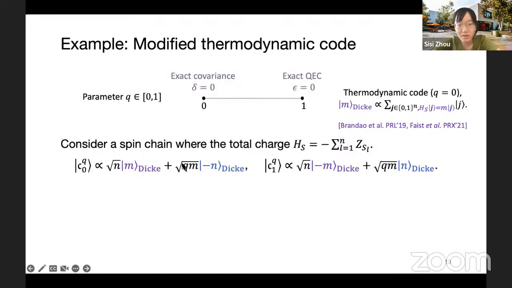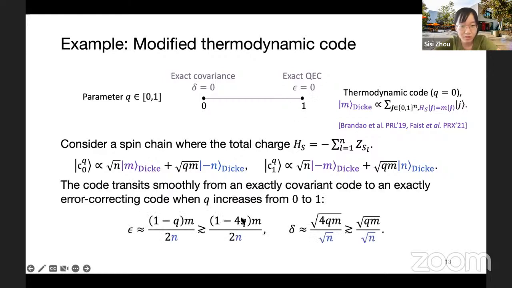One can verify that if the state is a ground state, it is naturally going to be a covariant code, but it cannot be an exact error correcting code. We can add this extra term based on parameter Q, and we can verify that when Q is equal to 1, the error correction condition is satisfied and the code becomes an exact error correcting code. One can calculate epsilon and delta in this case, and epsilon is going to scale like 1/n, which exactly matches the scaling of our lower bound. And similarly, the scaling of delta is going to be the same as our lower bound.